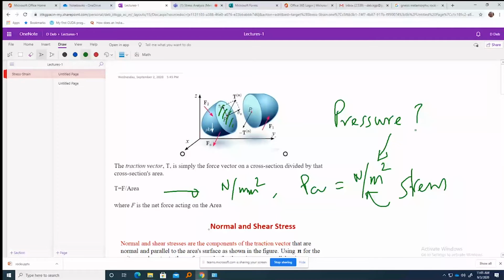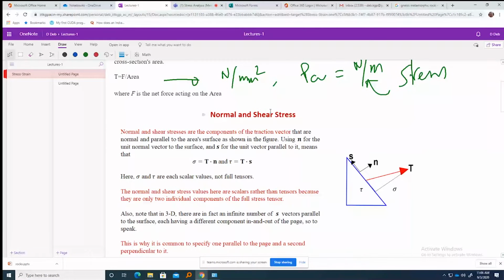So the traction, it doesn't matter whether it is perpendicular or not to the surface. The total force acting on that surface, or the net force acting on that surface, divided by the area. Okay, that is what we call traction. So if I now know the traction, what is stress?